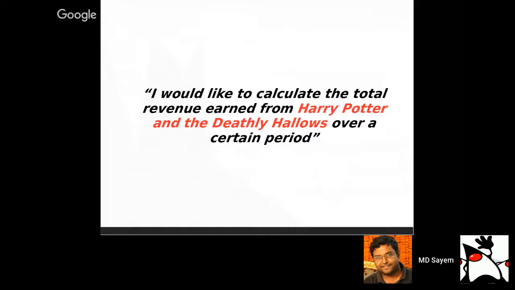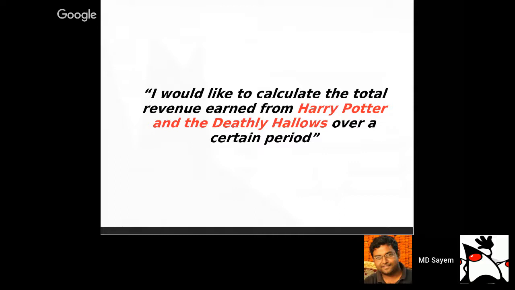Now, I would like to know how much money I have earned from selling that book during that campaign. This is what I want to know. I need to decide my business strategy based on this data. I've offered some discounts. I want to know whether this was effective or not, whether this increased my sales or not.